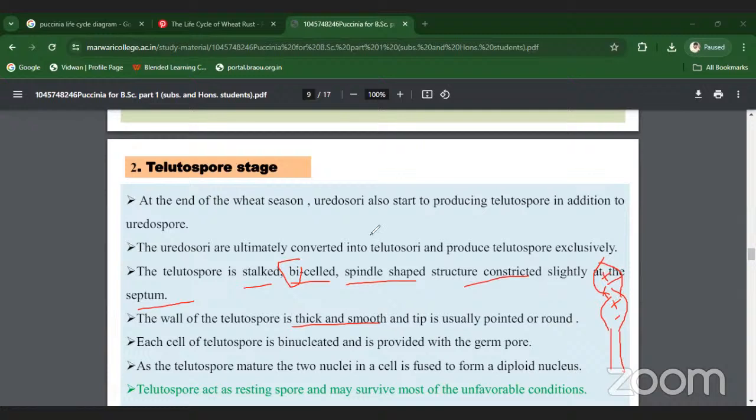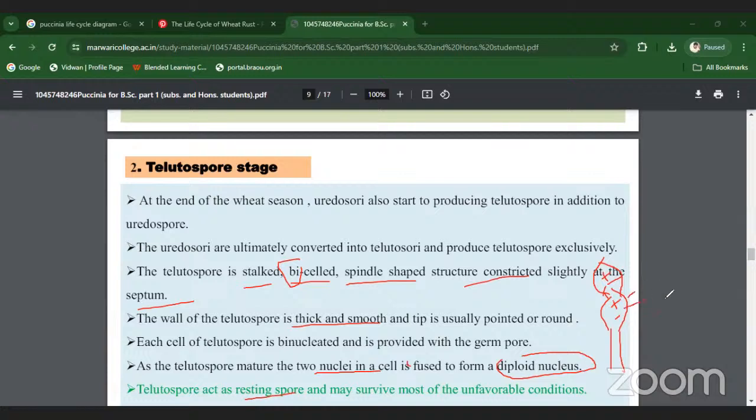At the harvesting period the teliospores are formed, but they are not red in color. The teliospores are black in color, and that is why the symptom appears black. Actually, wheat rust disease first appears in red rust color, but when the disease reaches the severity stage, it turns black because of the formation of teliospores in the same place. The teliospores act as resting spores after fusion. After the teliospore matures, the two nuclei in a cell fuse to form a diploid nucleus.